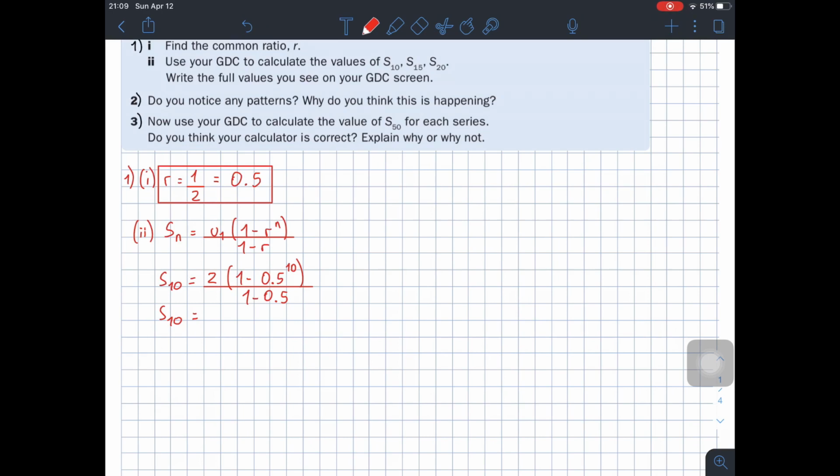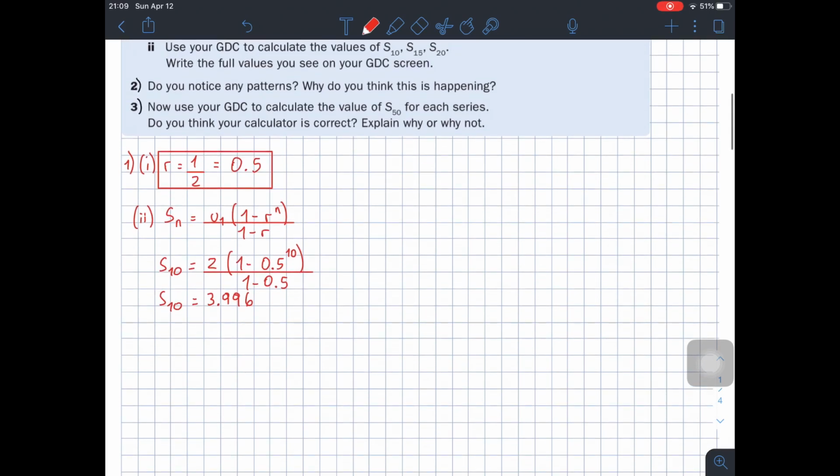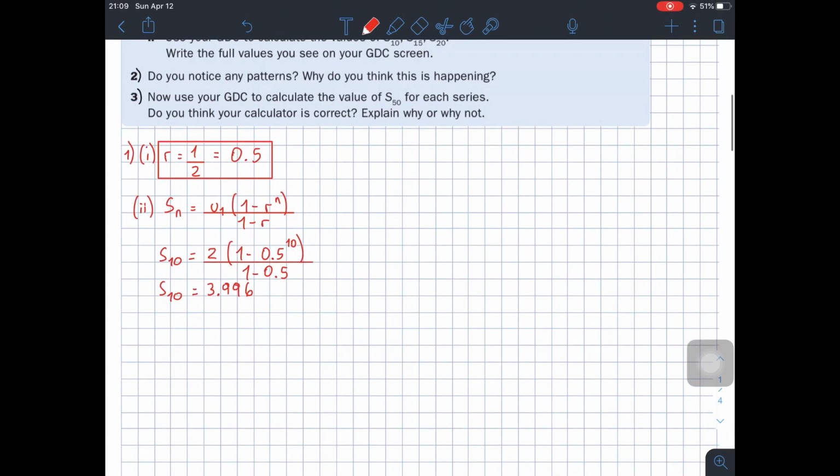This you can do in your calculator as well to follow the class. 2 to the power of 10, divided by 1 minus, divided by 1 minus 0.5. This gives us 3.996. I'm going to write it with all of the decimal places just for you to see something. Okay, so this is S of 10. It's almost 4, right? 3.996.